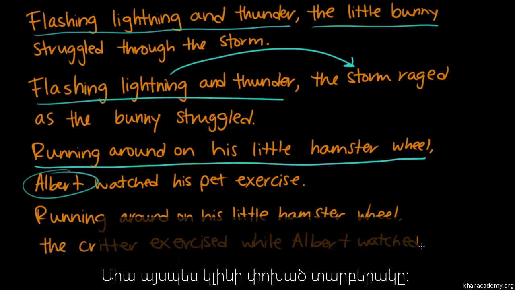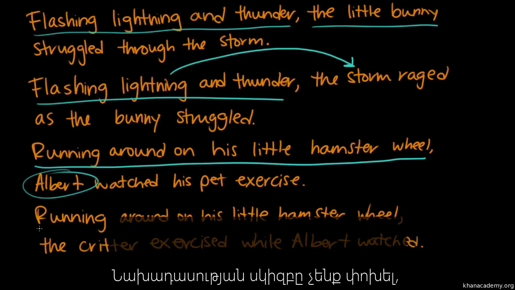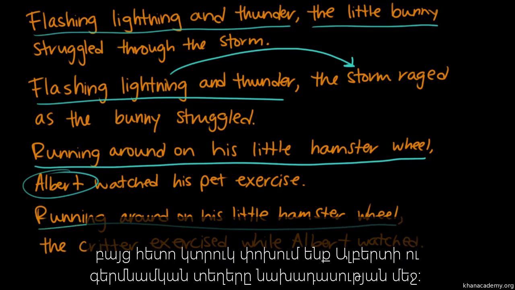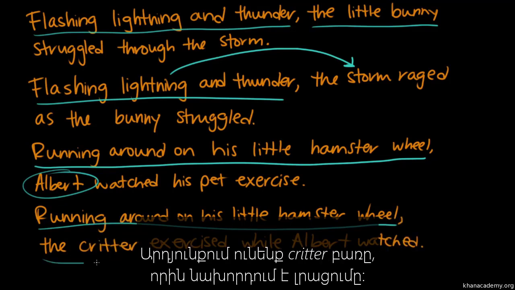Right, so this is how we made our change. We still have "running around on his little hamster wheel" at the beginning, but then we sort of switched around the order of Albert and his pet. So now we have the critter following the modifier that it's supposed to be modified by.